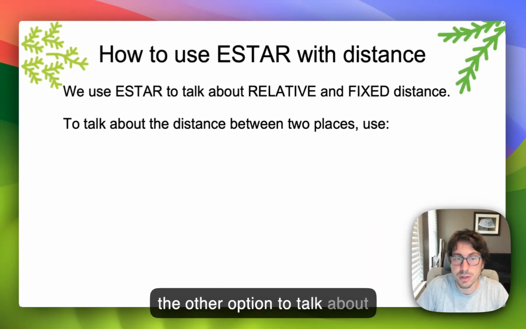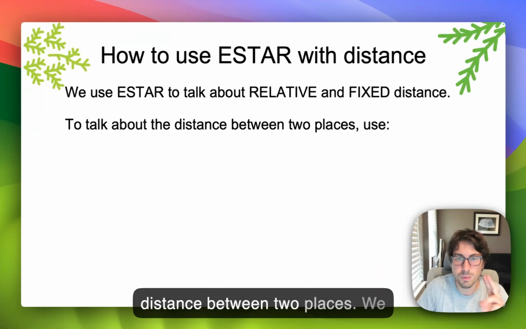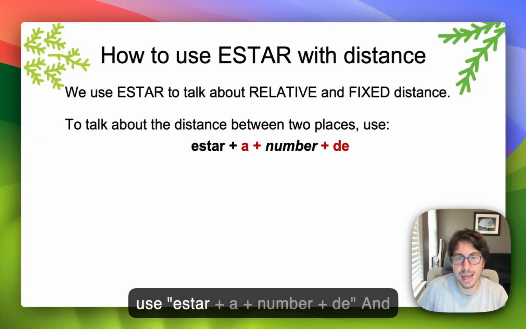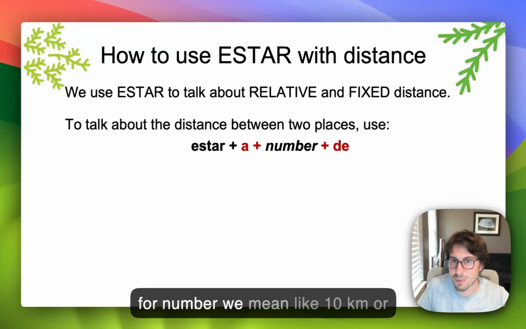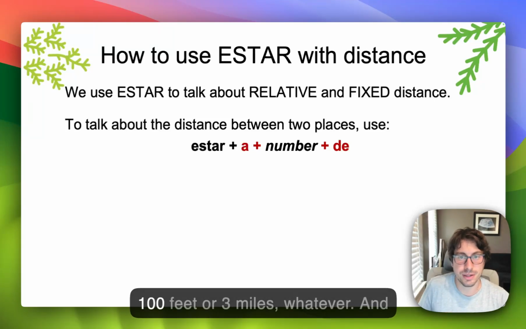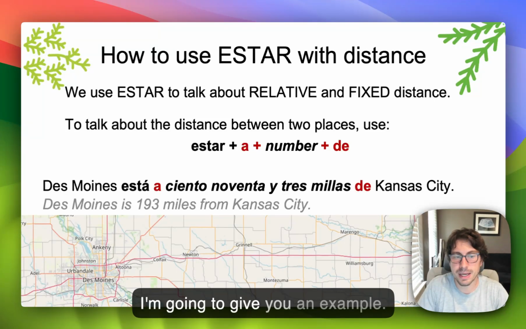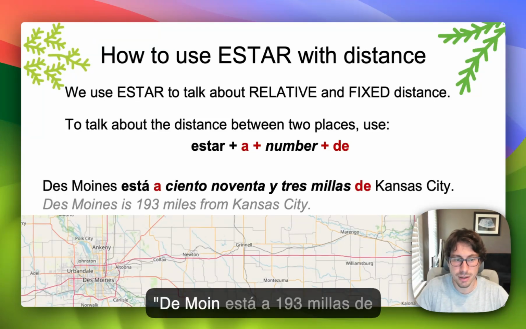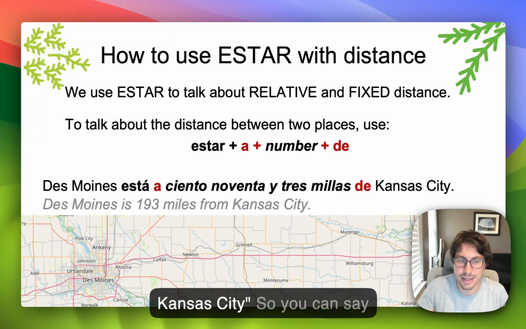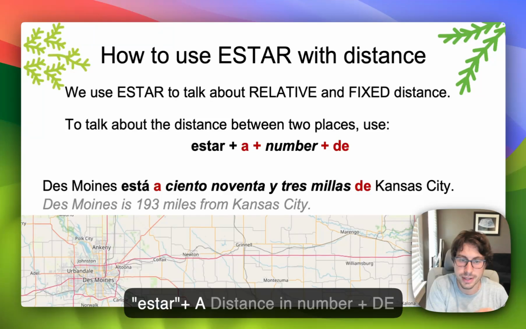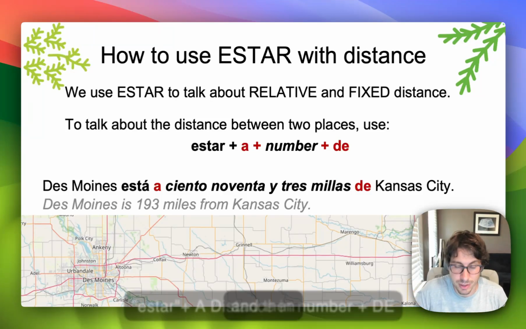And then the other option, to talk about distance between two places, we use estar plus a plus number plus de. And for number we mean like 10 kilometers or 100 feet or 3 miles, whatever. And I'm going to give you an example. Des Moines está a 193 millas de Kansas City. So you can say estar, you conjugate it, a, distance in number, de, and then the other place.